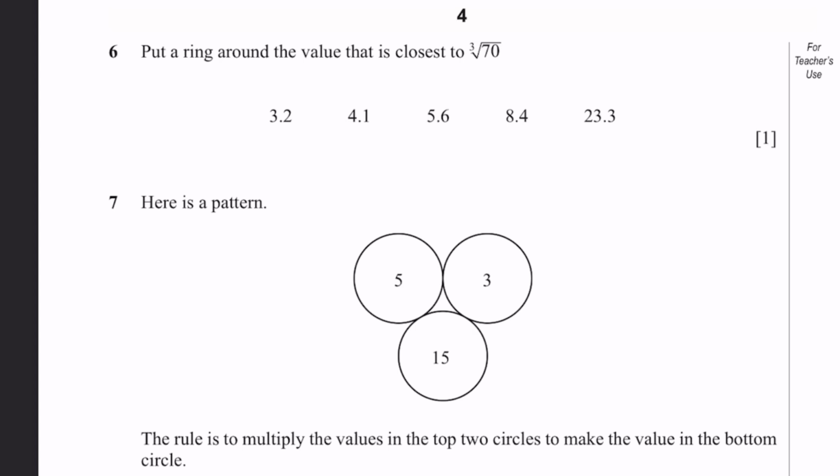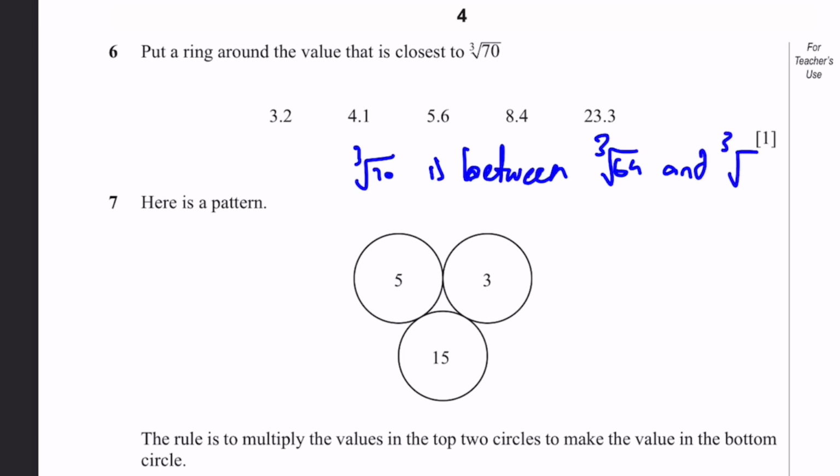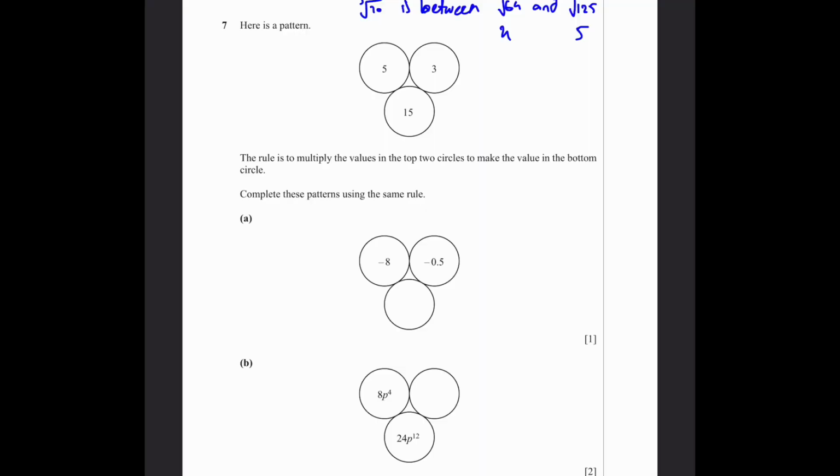Question 6. Put a ring around the value that's closest to the cube root of 70. So, the cube root of 70 is between the cube root of 64 and the cube root of 125, which are 4 and 5 respectively. It's much closer to 4 than it is to 5, so we have 4.1. That's the answer.